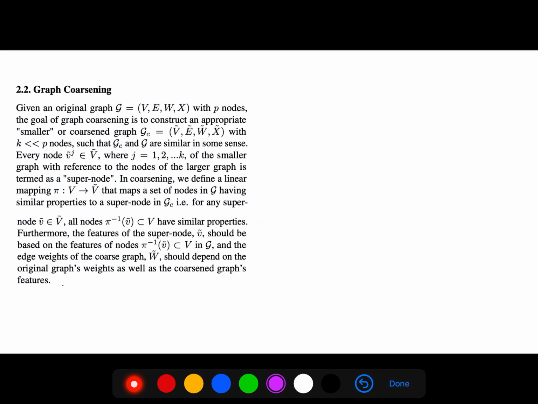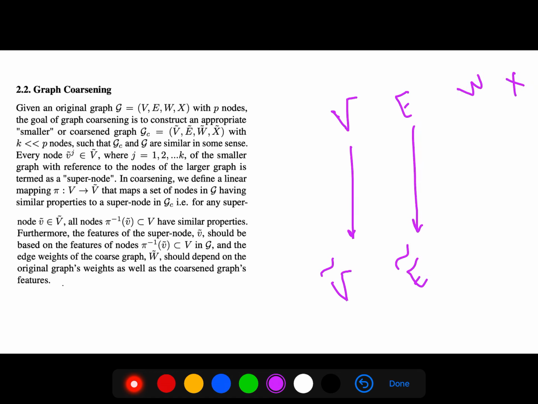So the goal of graph coarsening is just to construct an appropriate sparser graph. From nodes V, we have a smaller number of nodes, V tilde. From edges, we have therefore a smaller induced number of edges. Similarly for W and X. So these are the edge weights that become W tilde, and X is just the features that become X tilde.